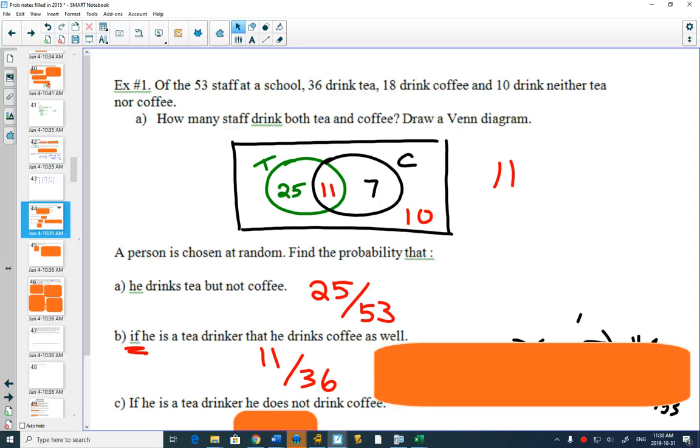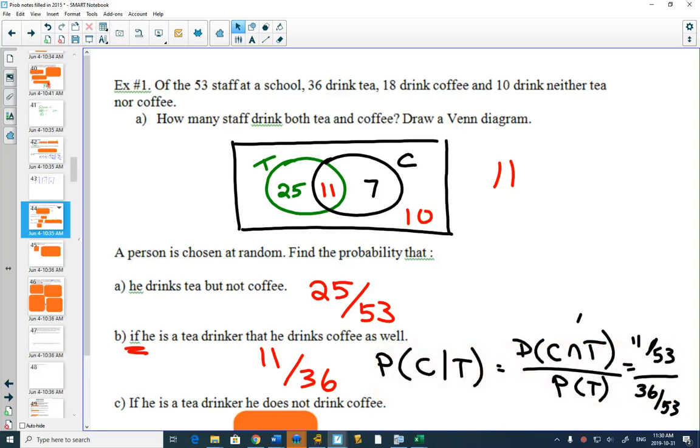But if we wanted to use our formula, probability of a coffee drinker given they're a tea drinker, well, coffee and tea, that's our 11 out of 53 people total, divided by the probability of a tea drinker, that's our 36 out of 53. Fraction divide by fraction, multiply, simplify, you'd get the same answer.